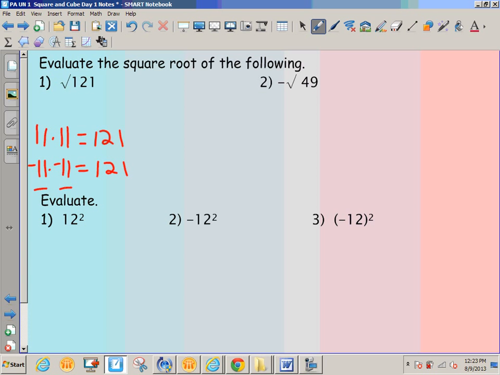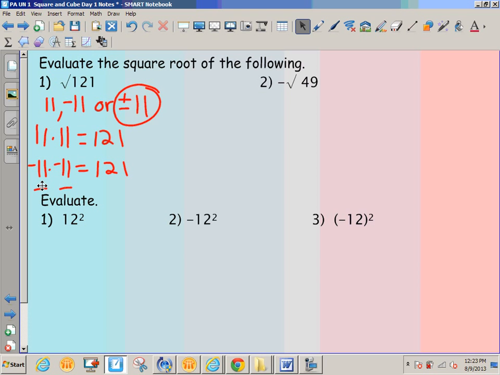So as far as our answer is concerned for number 1, you're going to say 11 and negative 11, or the shorthand of that is you can just use a plus or minus sign in front of an 11. So plus or minus 11, final answer. Either one of those answers is acceptable. You can write it as 11 and negative 11, or you can write it as plus or minus 11.